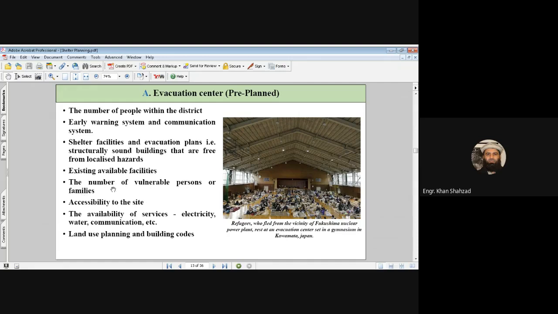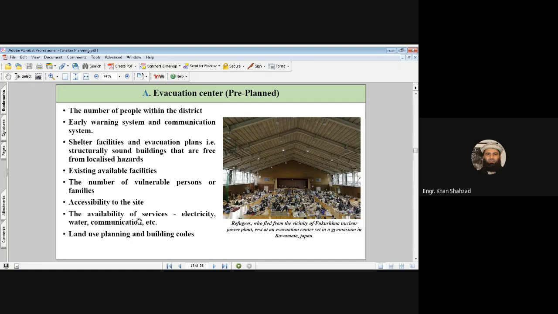You should know, or the concerned departments who are collecting this data should know, how many people are vulnerable or how many families are vulnerable. Accessibility to the site. This is the most important thing, that the evacuation center where you are declaring that this should be the evacuation center, it should be accessible.